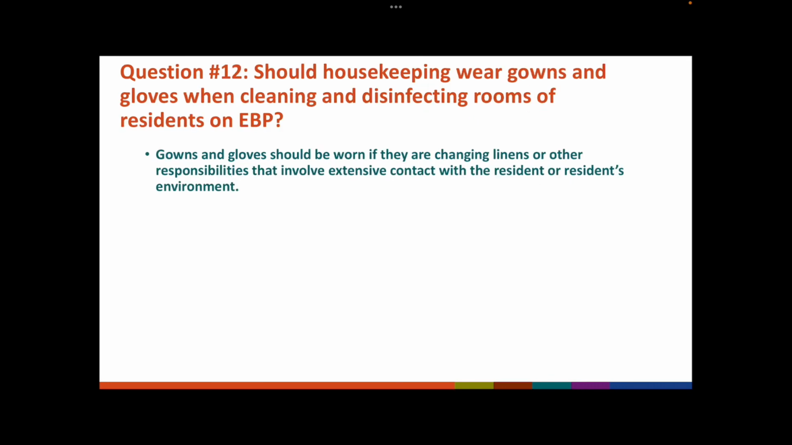Should housekeeping wear gowns and gloves when cleaning and disinfecting rooms of residents on EBP? The research that was the basis for the current guidance evaluated high-contact resident care activities, not specifically the risk of transmission of MDROs to the hands or clothing of environmental services or housekeeping personnel. However, changing linen is considered a high-contact resident care activity. Gowns and gloves should be worn by EVS personnel if they are changing the linen of a resident who is on enhanced barrier precautions, and should be considered for additional environmental services or housekeeping responsibilities that involve extensive contact with the resident or the resident's environment.